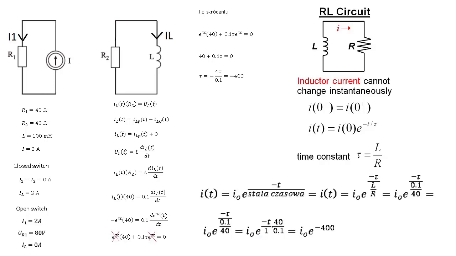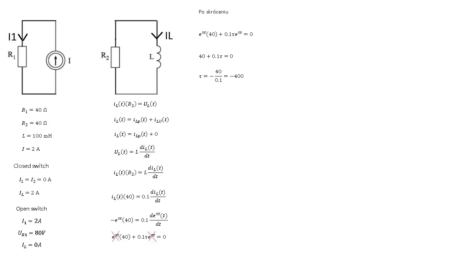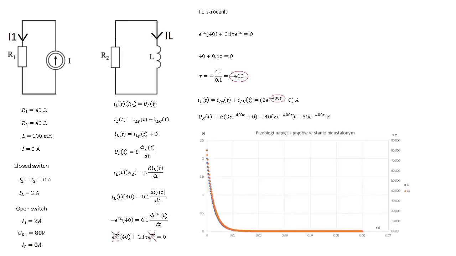Knowing this data, we can write the final equation for the current of the coil, containing transient and steady state. The current of the coil is equal to 2 amperes after closing and 0 amperes before closing. Tau is equal to minus 400. The voltage across the resistors results from Ohm's law and is only the multiplication of the obtained current and resistance.